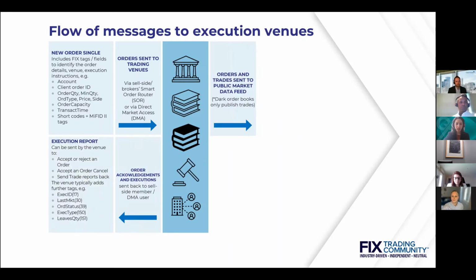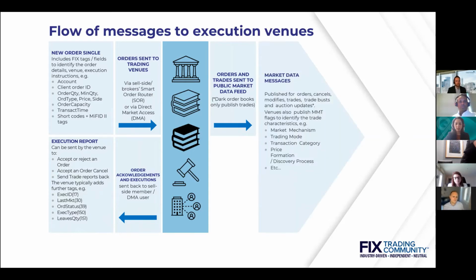The next steps happen simultaneously. So on the bottom left-hand side, you'll see the venues returning acknowledgements of those messages and executions via the execution report messages. Venues will typically add further tags onto the message back to the member. So for example, a few that you'll be familiar with or you'll have heard mentioned are tag 30, last market, tag 39, indicating the order status, whether it's partially matched, fully matched, and so on, and something like tag 151, which indicates how much quantity is left over.